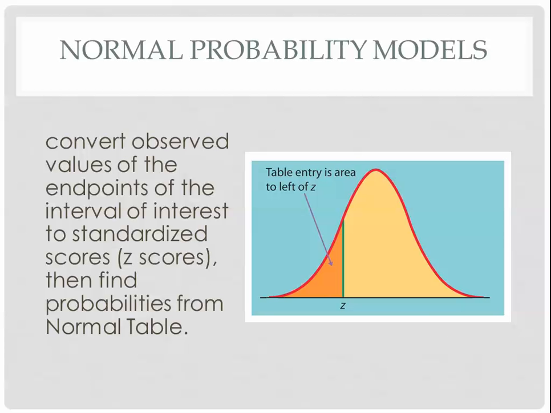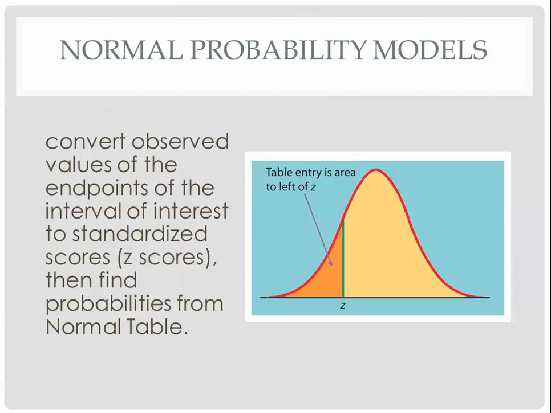So this is the basic overview of how we do it. We'll take it step by step, but here's your basic overview. We're going to take the observed values of the endpoints in the interval of interest in our normal curve, whatever mean and standard deviation that has, and convert those to standardized scores, which we call z-scores. And then we can use something called a normal table to find those probabilities or proportions.